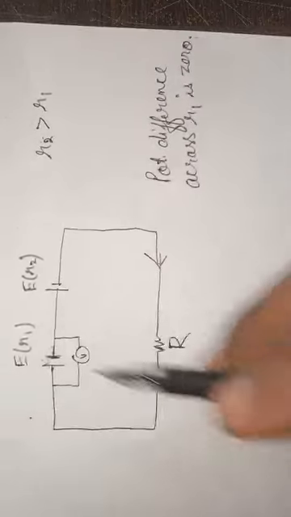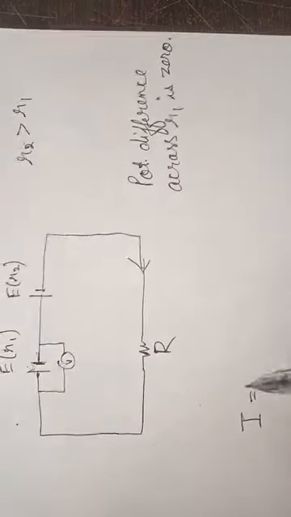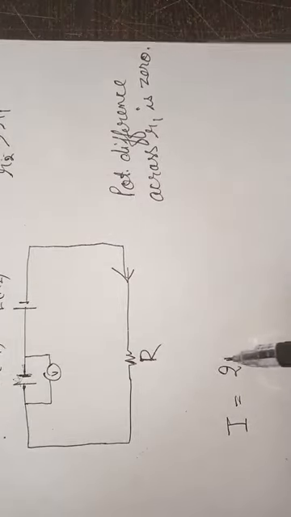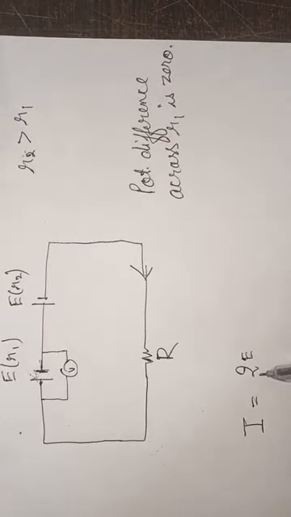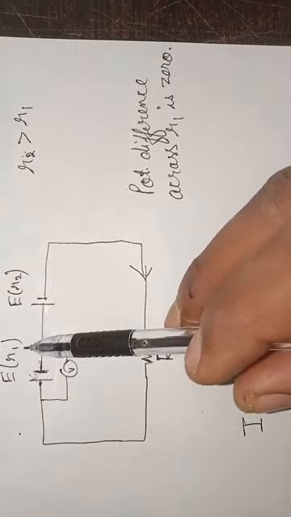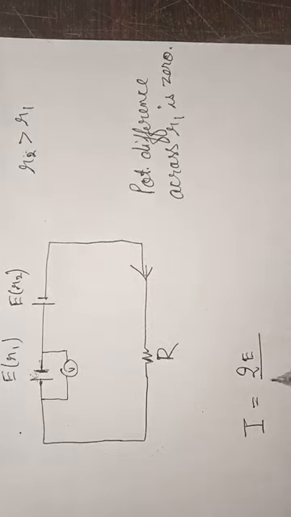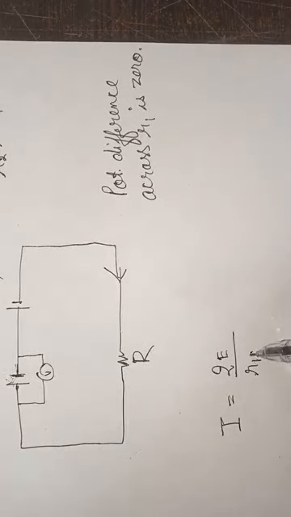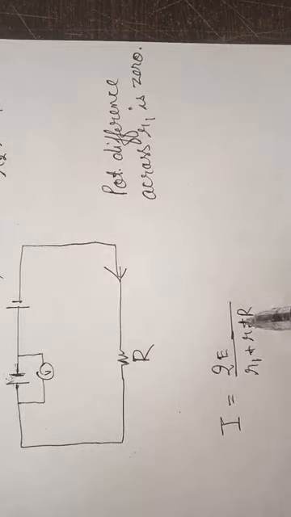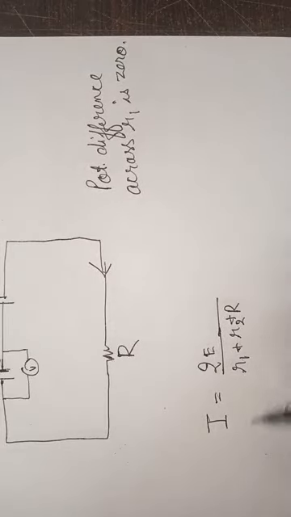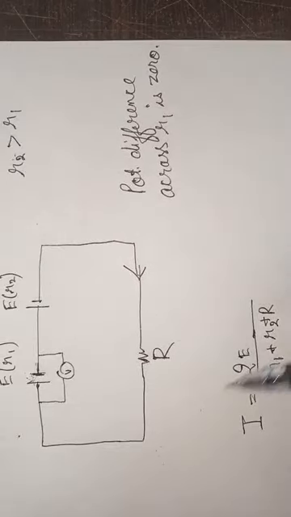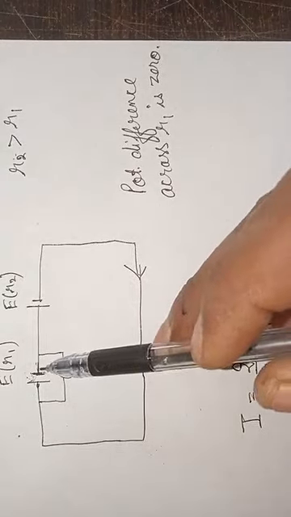As these two cells are connected in series, the net EMF will become 2E, and the total resistance will become R1 plus R2 plus R. So the current will become 2E upon R1 plus R2 plus R. If this is the current, then what will be the terminal voltage across this cell?